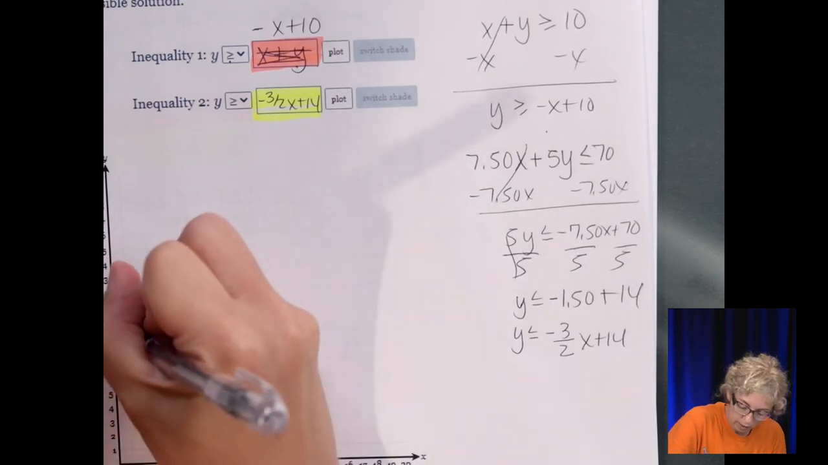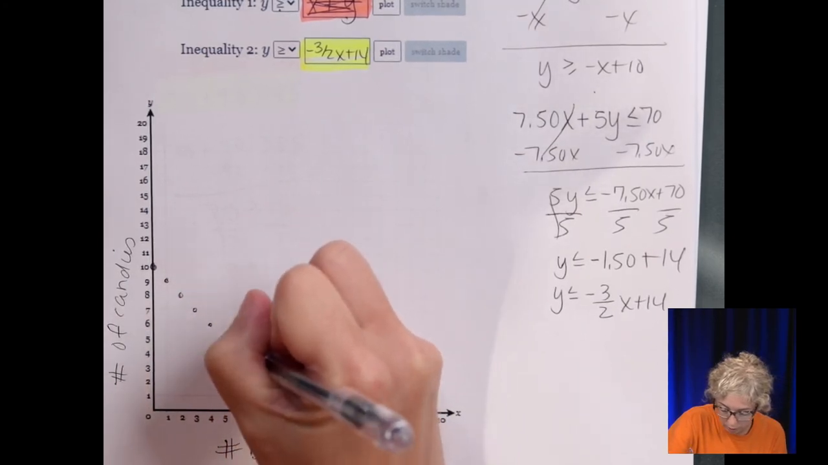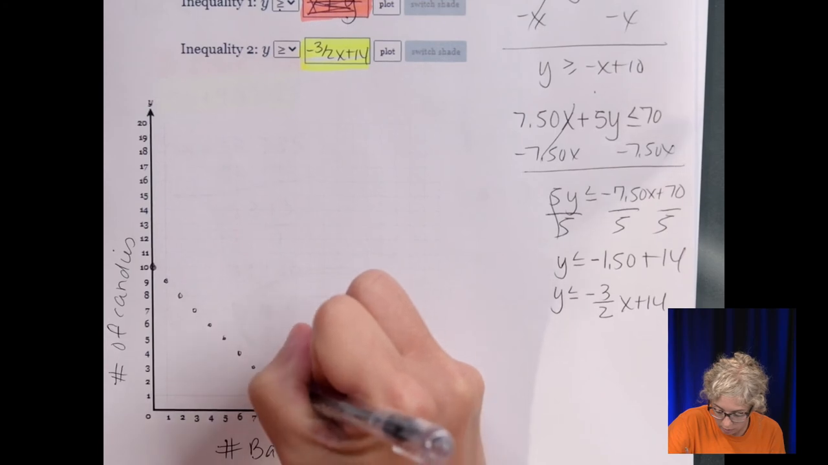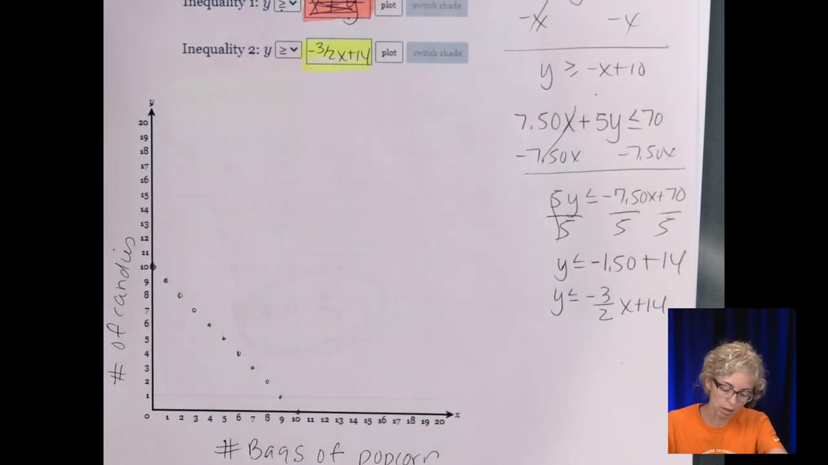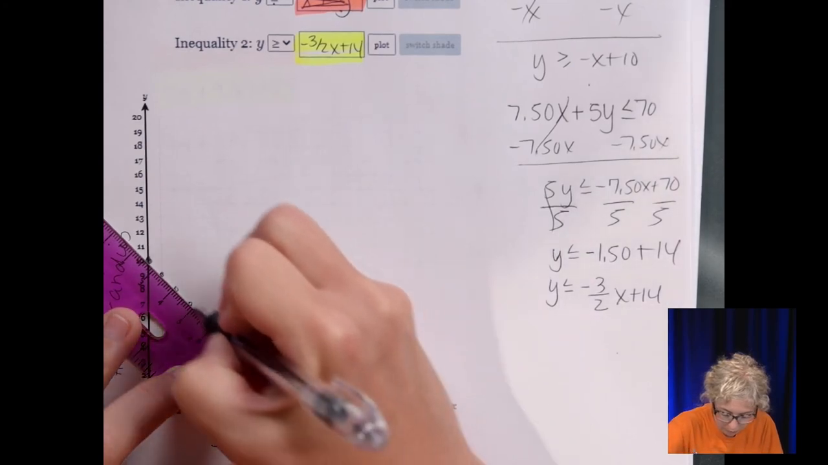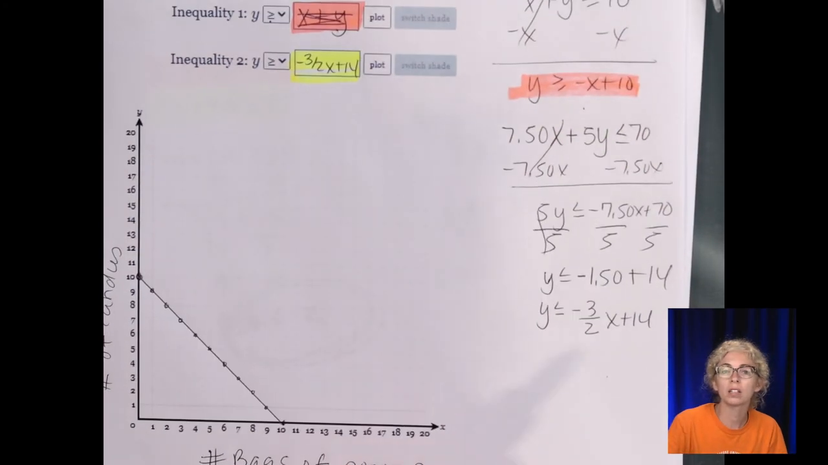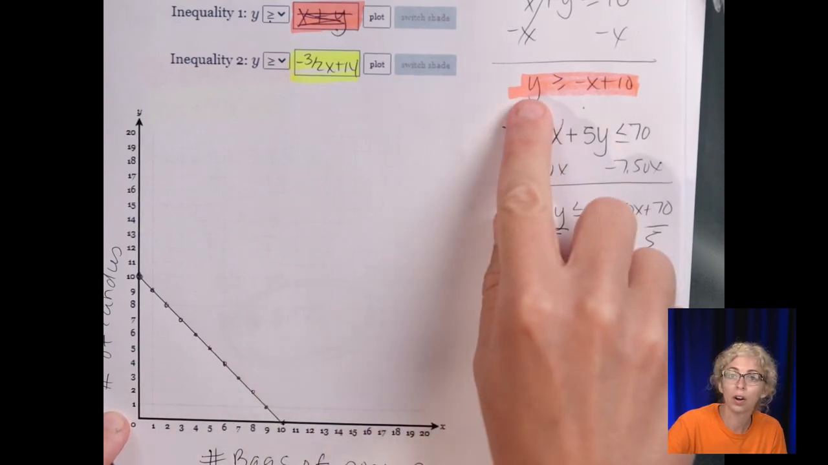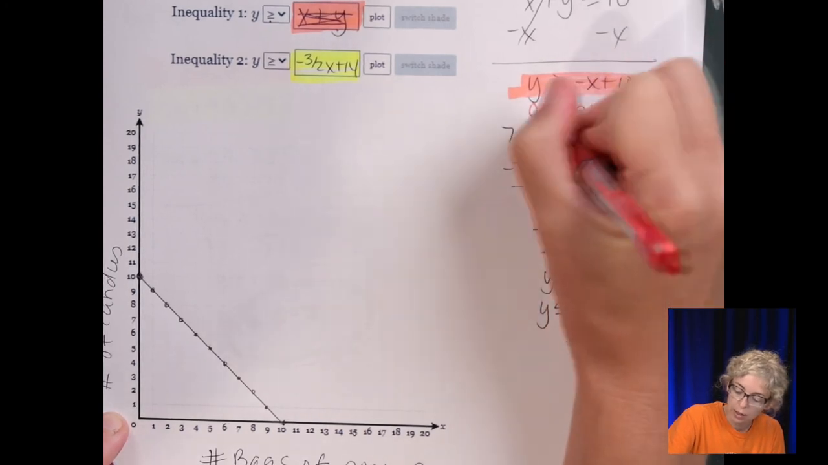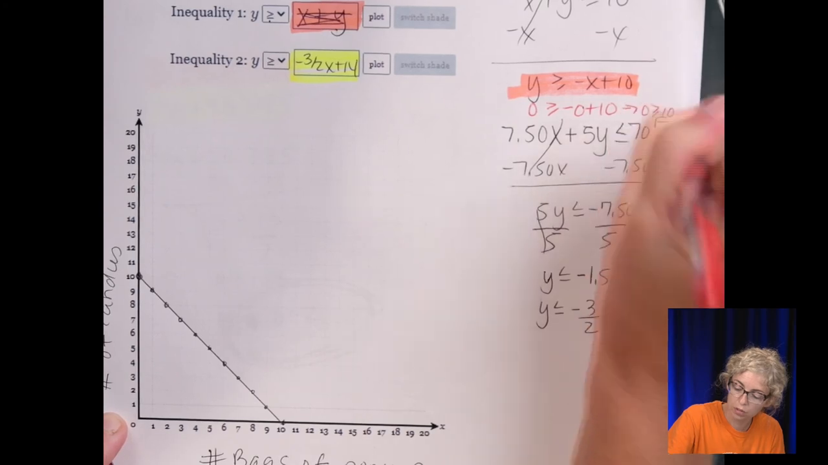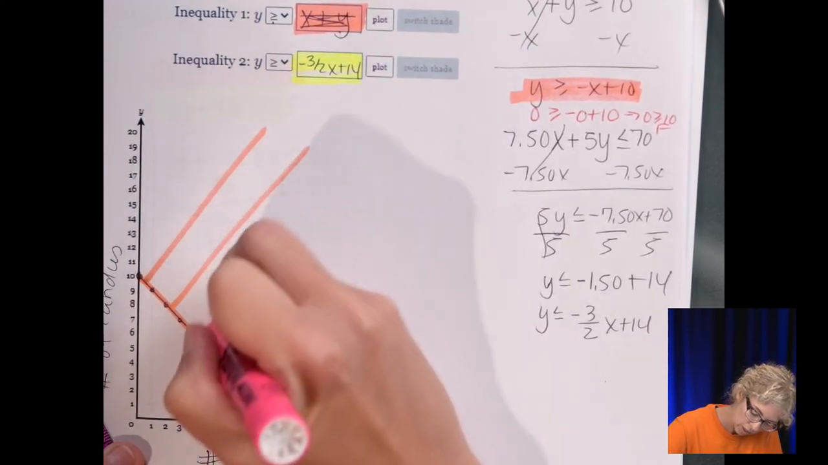So let's start with the pink. Start up at 10. And we're going to go down 1 over 1, down 1 over 1, down 1 over 1. Now, think about if it should be a solid or dotted line. Because of the equal to, they're both going to be solid. And then we have to determine where to shade. So solid line. And I'm graphing this one. So if I plug in 0, 0 right here, is 0 greater than or equal to negative 0 plus 10? Now this is going to say 0 greater than or equal to 10, which is false. So for this pink line, I don't want to shade where 0, 0 is. I'm going to shade this way.